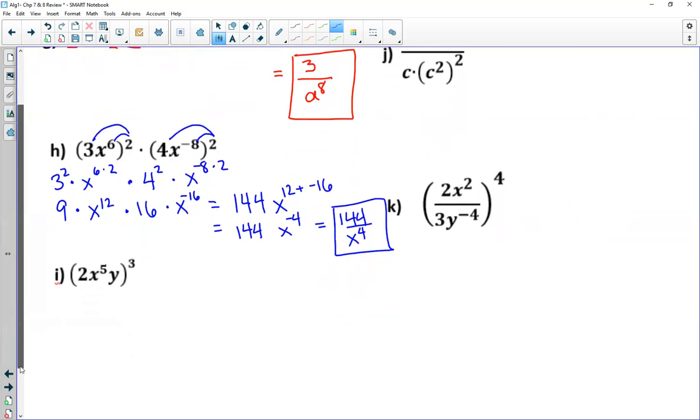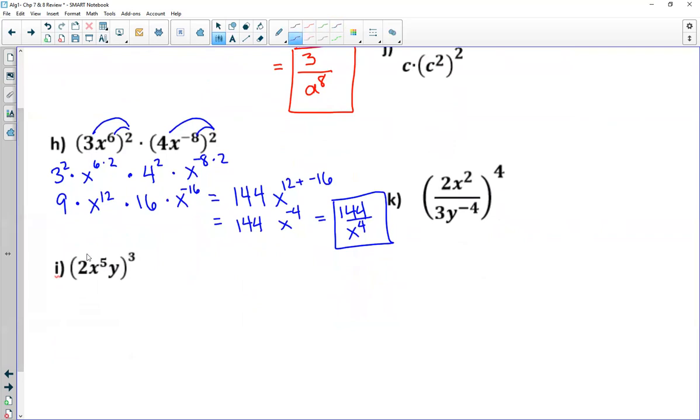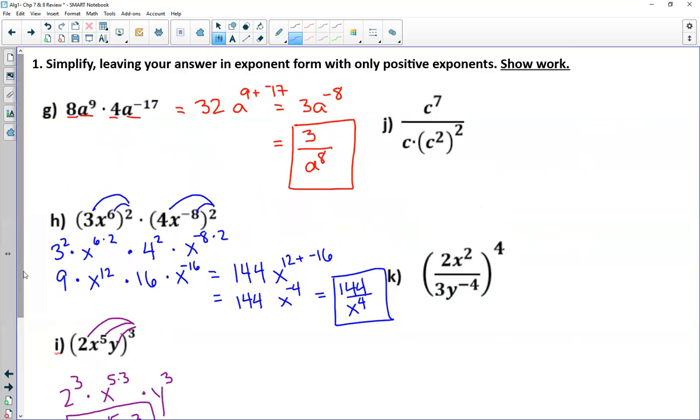Okay, looking at part I here. Again, we have a power to a monomial, so we need to make sure this 3 goes to everything. So we'll have 2 cubed times x power to a power, 5 times 3, times y to the 3rd power. 2 cubed is going to be 8. We'll have x to the 15th, and then y cubed. And that is our simplified version of this piece there.